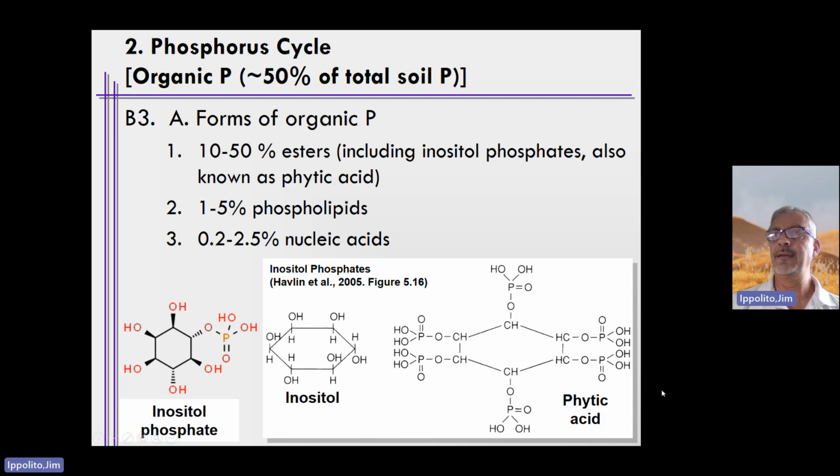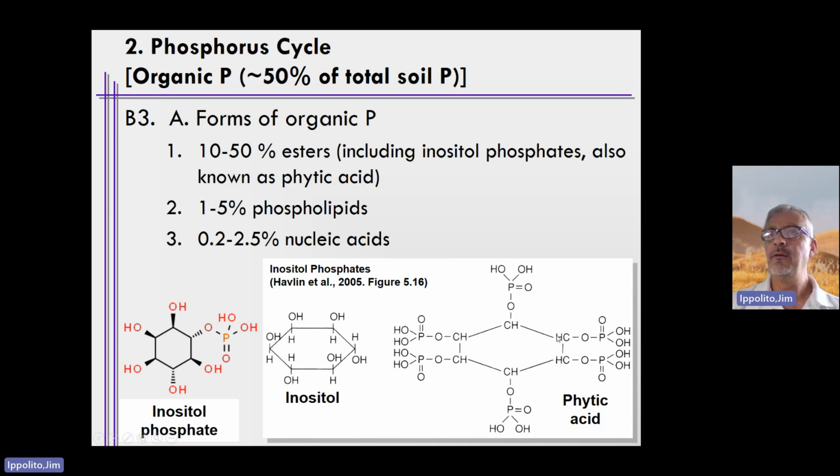And roughly speaking, 10 to 15% or 10 to 50% of organic phosphorus are found in esters, right? And these include compounds like inositol phosphates, also known as phytic acid. Maybe some of you have heard of phytic acid. It looks like this down the bottom left-hand corner. Okay, here are some other inositol phosphates. Here's inositol, and you can probably see this structure here as phytic acid, which is inositol phosphate. Looks a little bit different than this picture, but it's basically the same, right? A lot of our phosphorus is found in this form, as phytic acid or inositol phosphates.